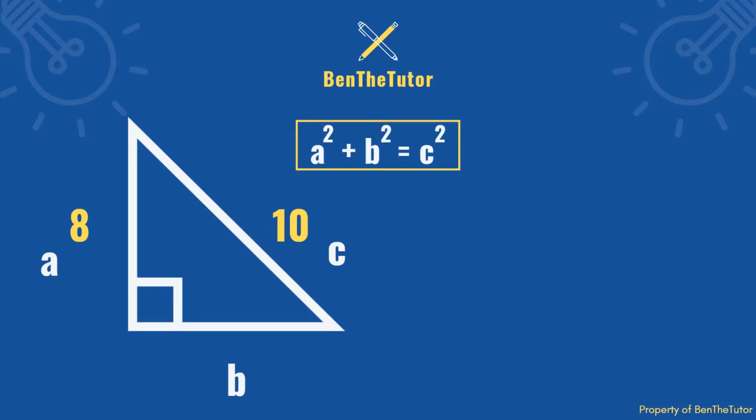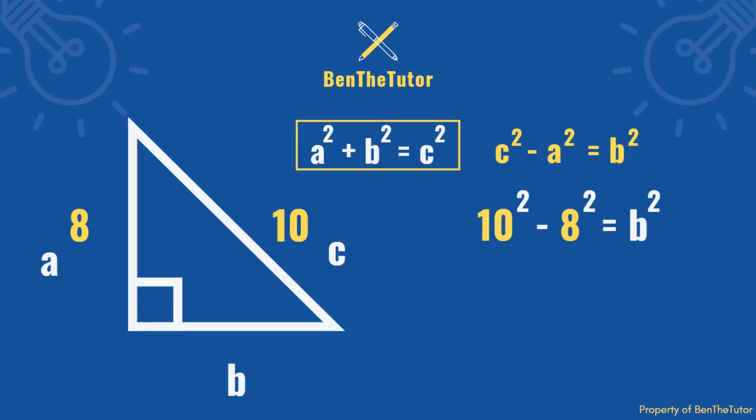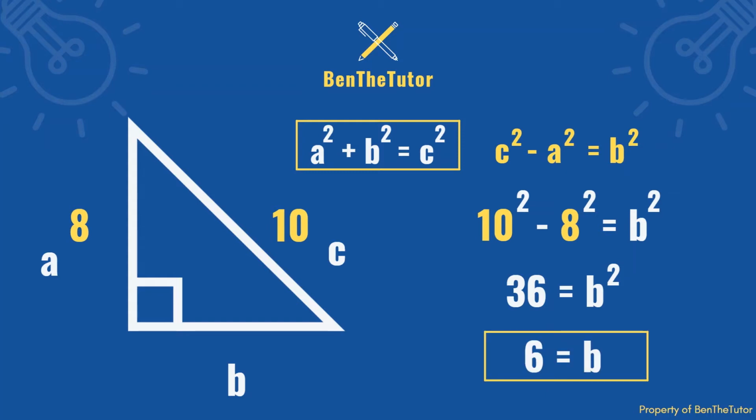So we write down our formula again, a squared plus b squared equals c squared, but this time we need to rearrange to make b the subject. So we get c squared take away a squared is equal to b squared. We then sub in our values again. So we have 10 squared take away 8 squared equals b squared. This leaves us with 36 equals b squared, so therefore b is equal to 6.